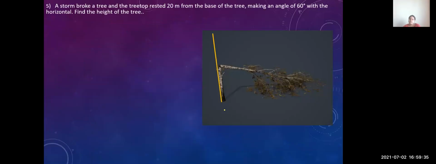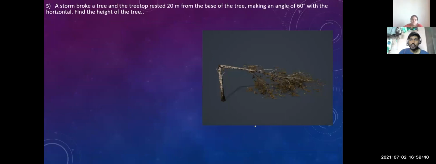Yes, fine. Okay, the fifth sum I want you to do for homework. It's very easy. I'll give you a hint. A storm broke a tree and the tree rested 20 meters from the base of the tree. Just look at the diagram.